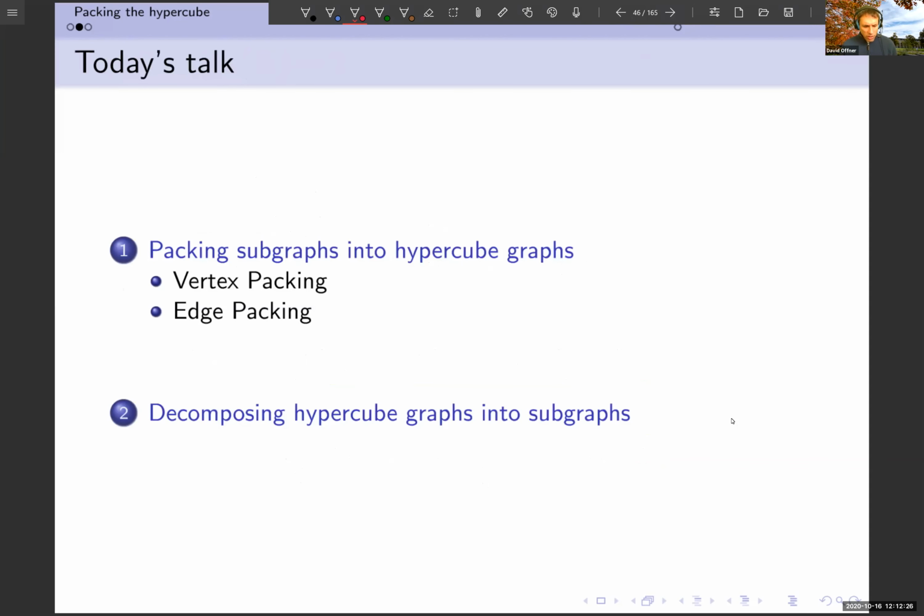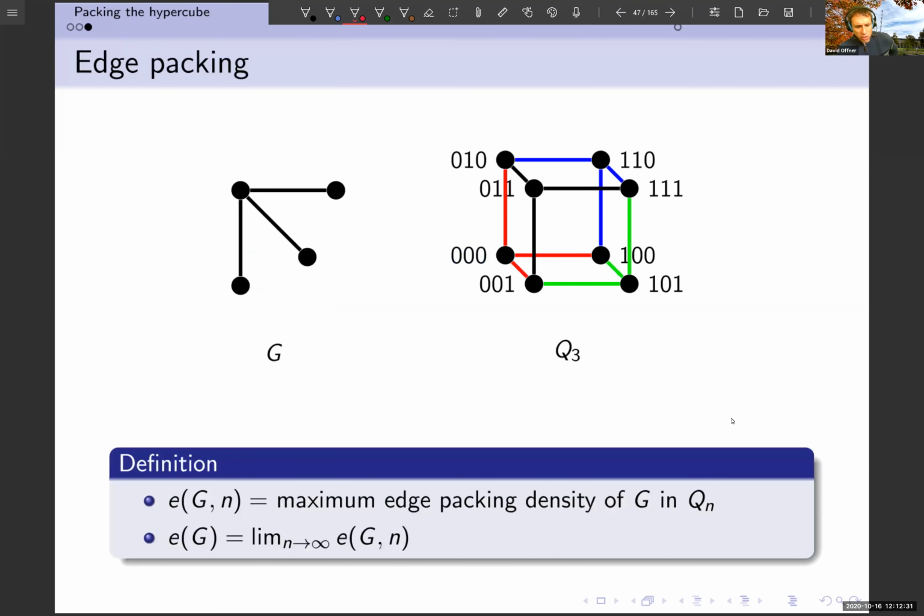Okay, good. So that's the story for vertex packing. What about edge packing? Edge packing is the same question except for edges. So here's a copy of K_{1,3}, G, and I want to ask now, for example, how densely can I pack copies of G into Q_n, into a hypercube, so that the copies are all edge disjoint.